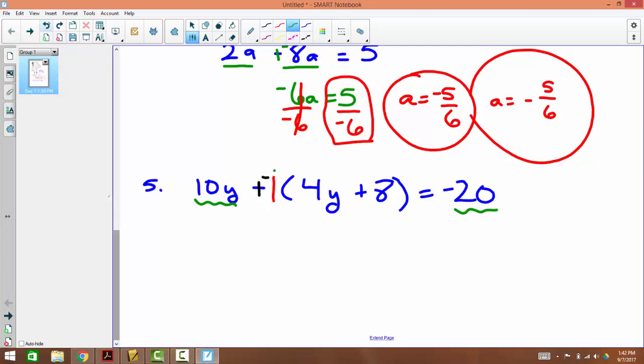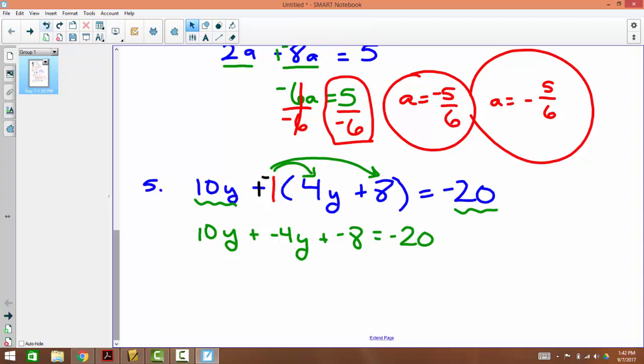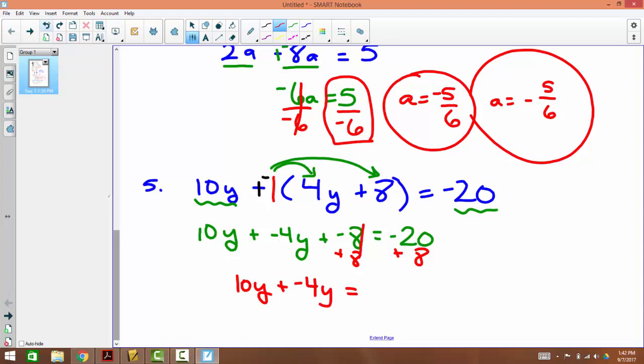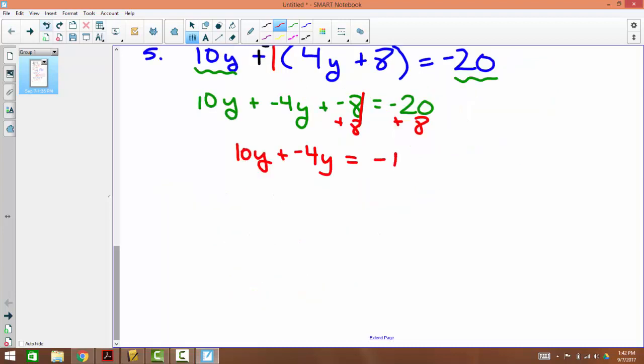So our first step would be to distribute that negative 1. So 10y plus negative 4y plus negative 8 equals negative 20. Now you want all of your numbers on one side. We're going to do that by adding 8. So 10y plus negative 4y equals negative 12.